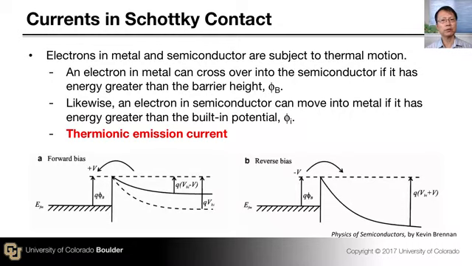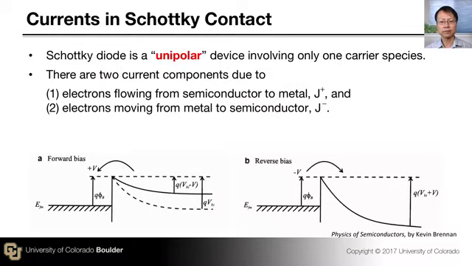So at a given temperature, there is a certain fraction of electrons that have high enough energy to overcome this barrier. And as the barrier is lowered, there are exponentially larger numbers of electrons that have high enough energy to overcome the barrier, and that's why your current increases exponentially as you apply forward bias. So this current driven by the thermal energy of electrons is called the thermionic emission current. So in Schottky contact, the forward current that we're seeing is thermionic emission current.